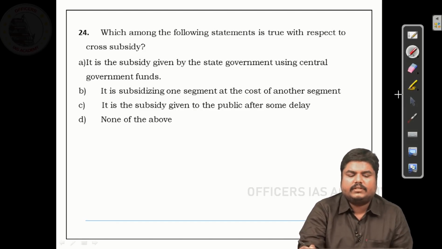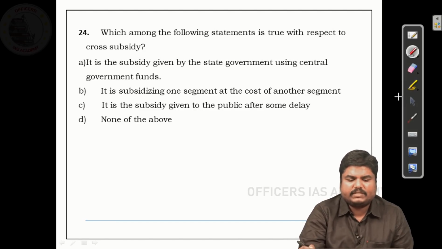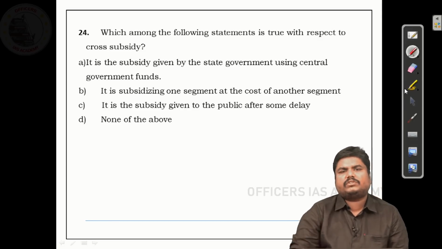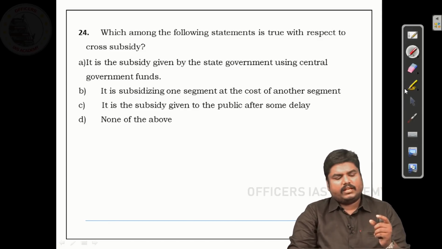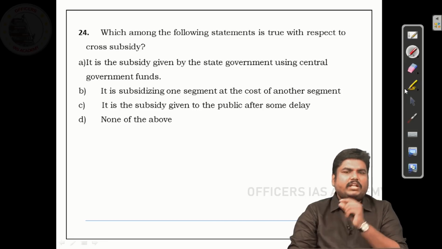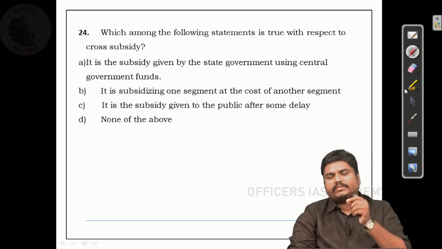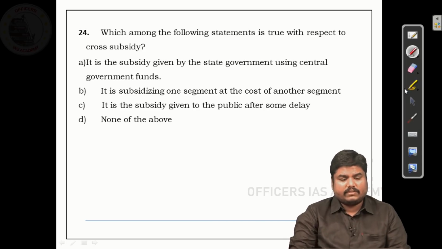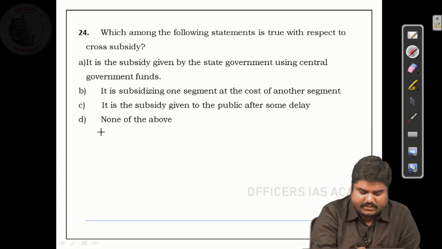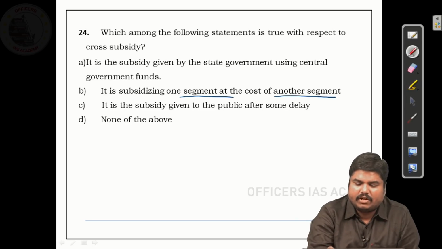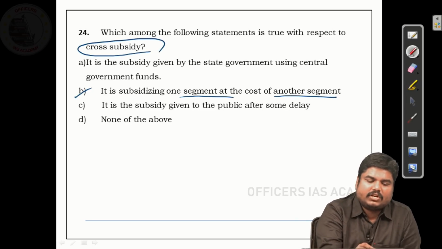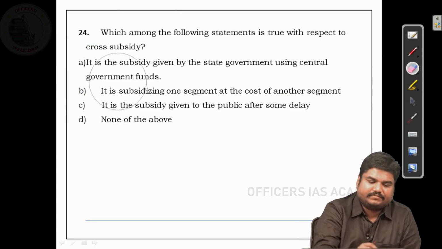24th question. Which among the following statements is true with respect to cross subsidy? So, what is cross subsidy? I am charging one commodity more for keeping the price of another commodity low. I am putting more tax on petrol to keep the kerosene price cheaper. This is called cross subsidy. It is subsidizing one segment at the cost of another segment, that is called cross subsidy, right.